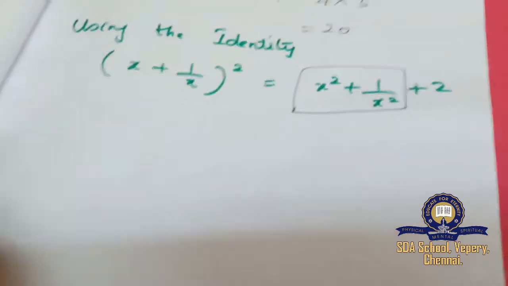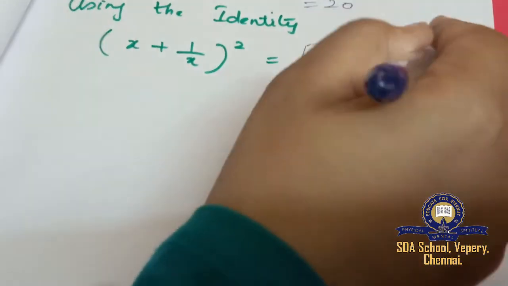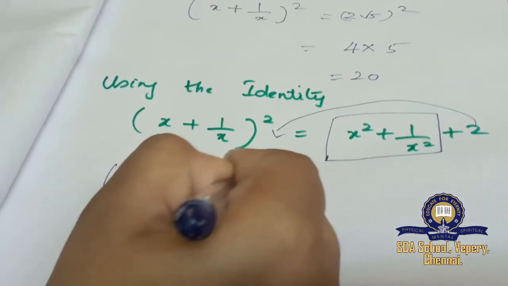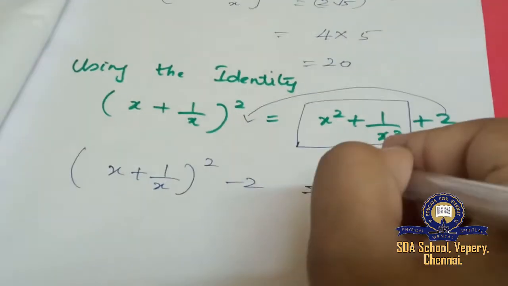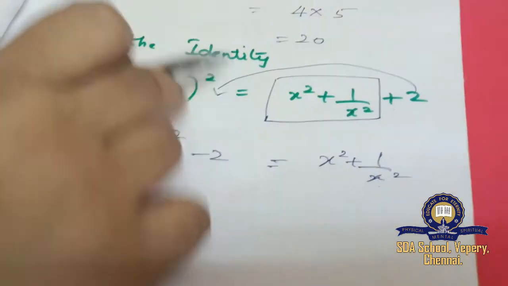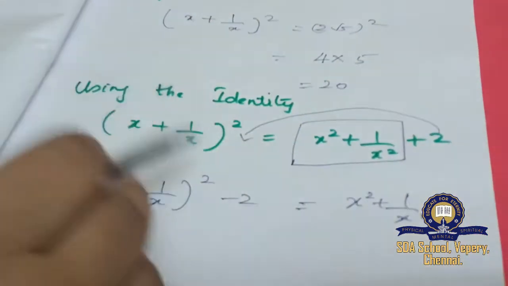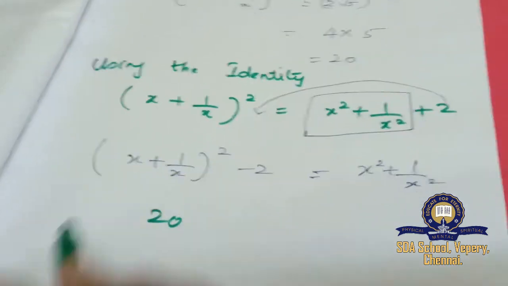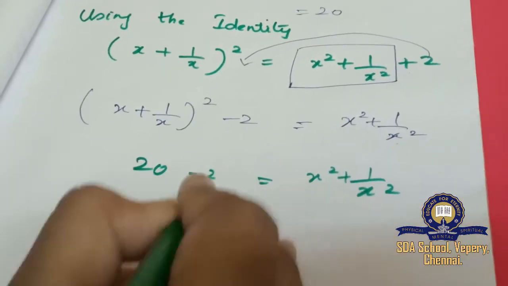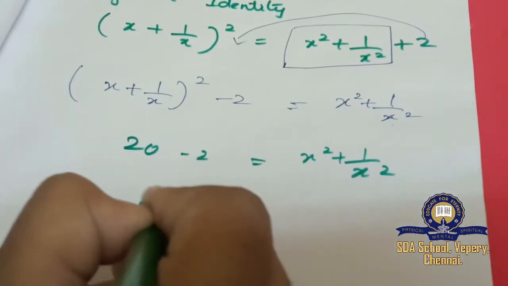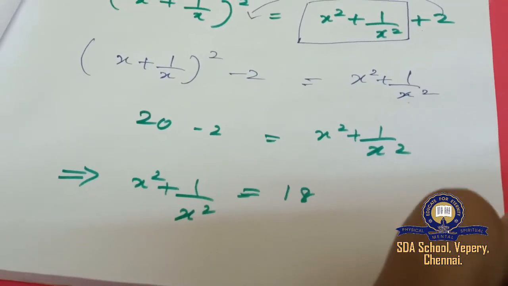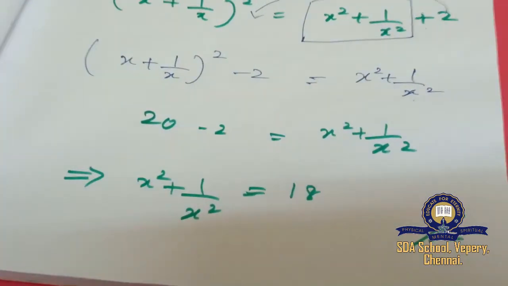This is what you have to find, isn't it? Now what I can do is, plus 2, I can bring it over here. It will become minus 2. It will become x plus 1 by x the whole square minus 2 equals x square plus 1 by x square. So ultimately I have to find this, right? x square plus 1 by x square. I have x plus 1 by x the whole square. Value of this is 20. 20 minus 2 equals x square plus 1 by x square. What will I get? The value of x square plus 1 by x square as 20 minus 2 will give me 18. Got it, students? Yeah, the value of this is 18.